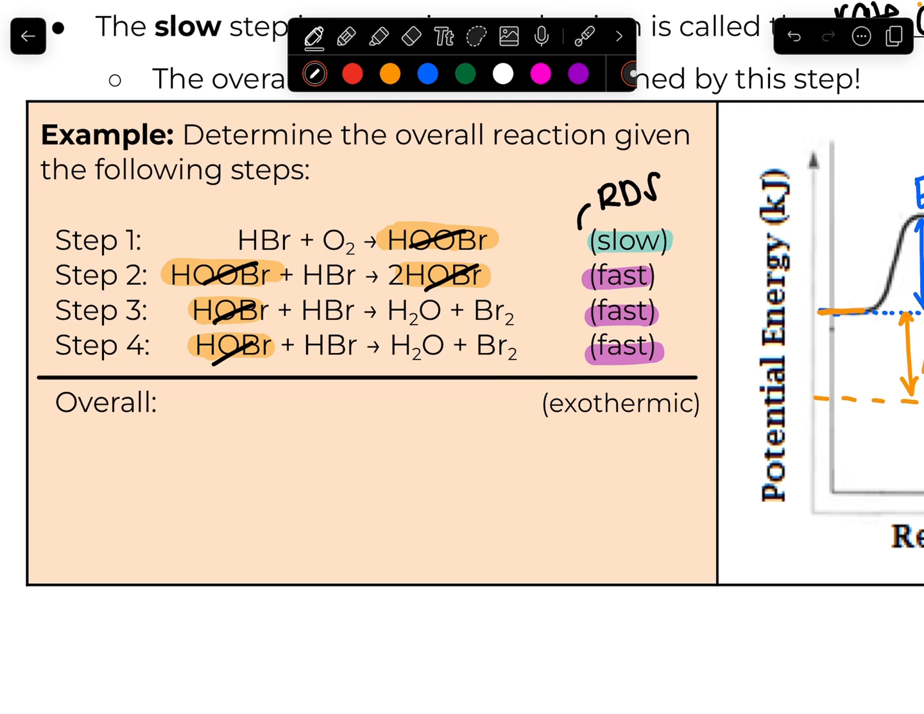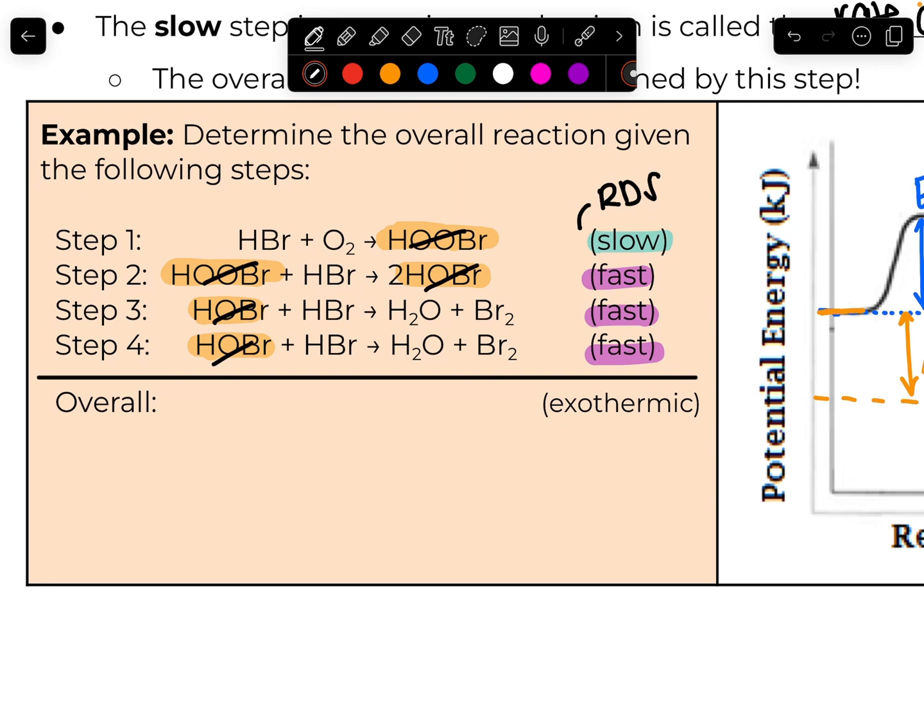Okay, anything else? We got HBrs. All our HBrs seem to show up on the reactant side. We got O2s. That doesn't cancel anywhere else. We got H2Os, and we got bromines. So nothing else is going to cancel. We don't have any catalysts present here.